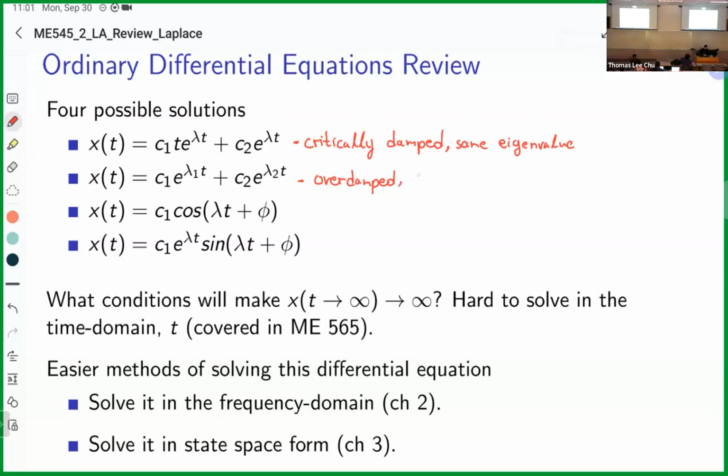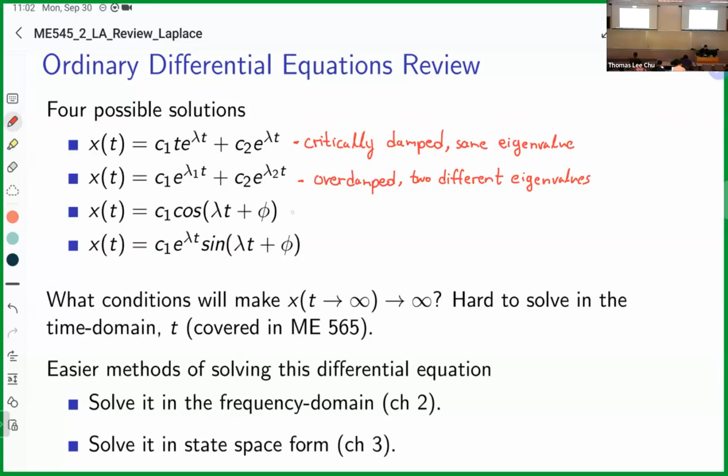Overdamped has 2 different eigenvalues. So the reason why critically damped is the fastest to decay is because it only has 1 eigenvalue, while overdamped has 2 different eigenvalues. One eigenvalue is going to be more negative, meaning it decays faster, while the other is slightly less negative, so that decays slower. So you're going to see the slower decay response be the dominant response.